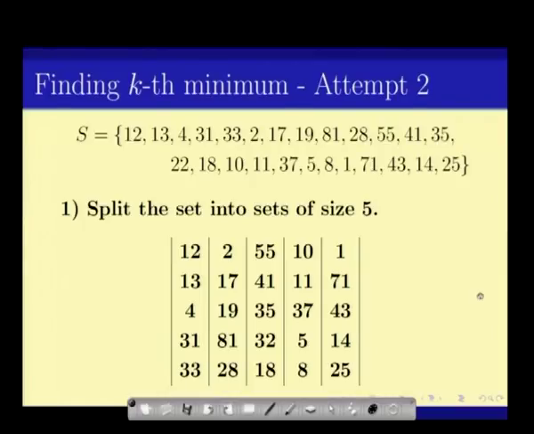So, the next step is we sort it column by column. Say we take this first column and we sort it.